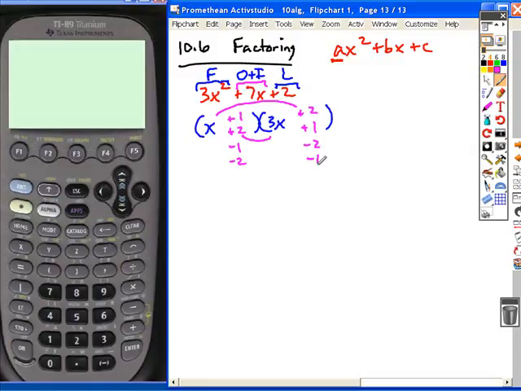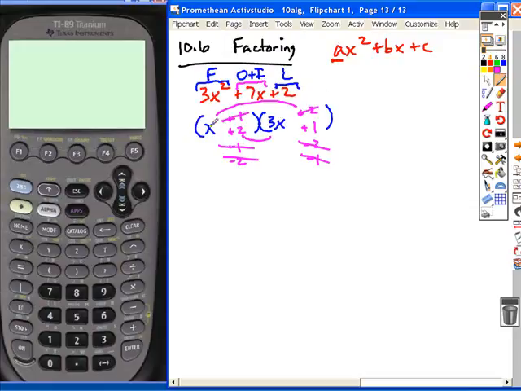Okay, so when you're looking at these, which of these, when you take your outer product plus your inner product, gives you 7x? Well, do we even need to check the negative numbers if we know the sum of the outer and inner products has to be positive 7? No. So we can eliminate these pairs. And so all we need to do is test these other two pairs. So is x times 2 plus 1 times 3x equal to 7x? So x times 2 is 2x, plus 3x, is 2x plus 3x equal to 7x? No. So we can eliminate that pair.